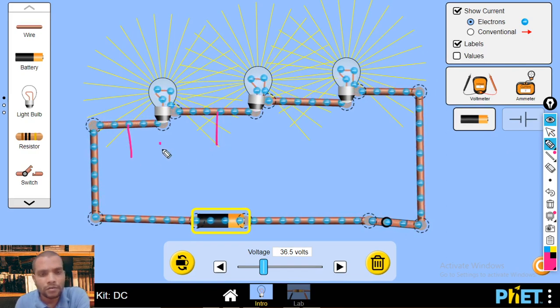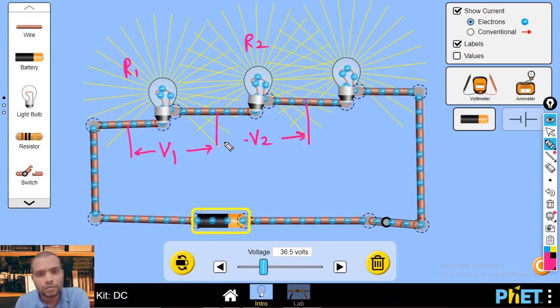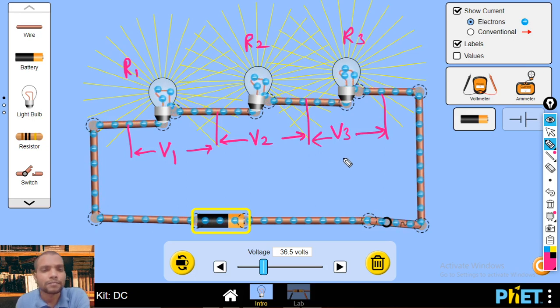Suppose this is V at first resistance. If the bulb has resistance R1, V1 is the potential difference across the first bulb, and the second bulb having resistance R2 has potential difference V2. Then the third bulb having resistance R3 has potential difference V3. In series resistance connection, the total potential difference equals the sum of the individual potential differences. V equals V1 plus V2 plus V3.